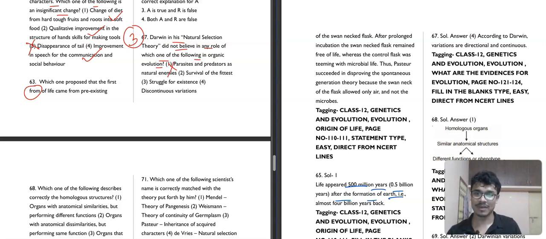Then survival of the fittest, yes, these things they believed actually. Okay, we are crossing because of the struggle for existence. So these things they believe. Which is not believed? He did not believe in discontinuous variations. So the fourth option will be our correct answer.